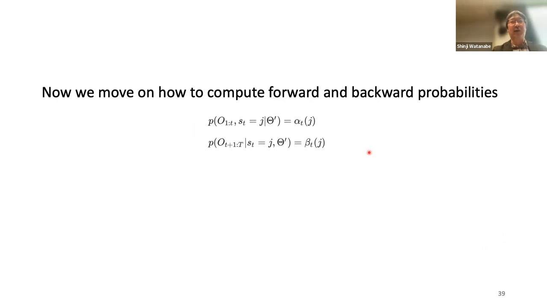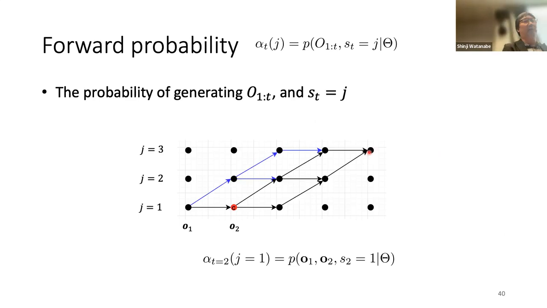Okay. First, I will give you the meaning of the forward probability. The forward probability is that we are generating the observation from 1 to t, at s_t equal j. So let's say, for example, the HMM state is the first state, and the observation is 1 to 2, and this corresponds to the probability of generating these points while considering all other possibilities. This one is actually not easy to compute. However, we can compute it incrementally.